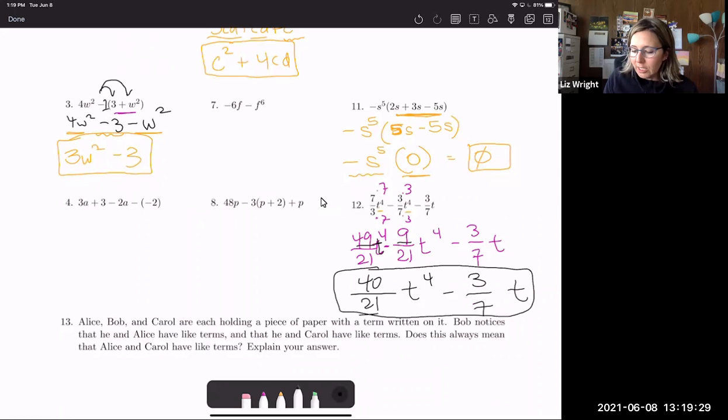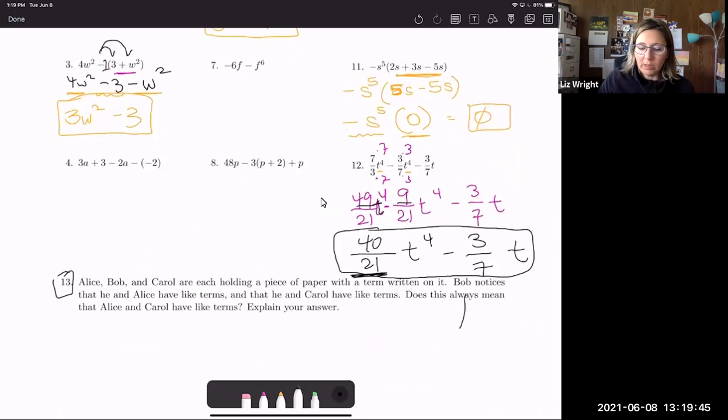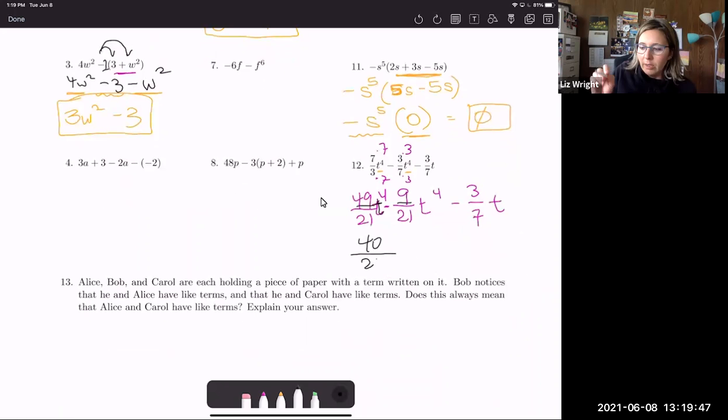And if you change this into a mixed number instead, that's also fine. You can rewrite that as a mixed number. So your task is to finish the rest of the problems on this one, including number 13. So go ahead and finish the rest of them on this page. And then if you would like to, you can pause the video and finish this one and then restart the video.